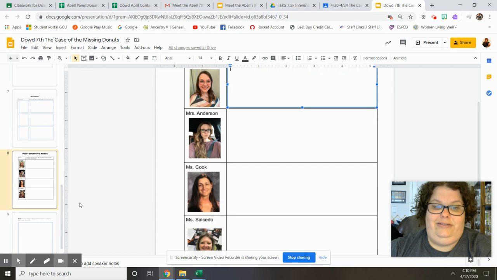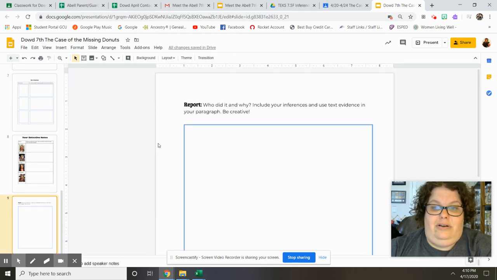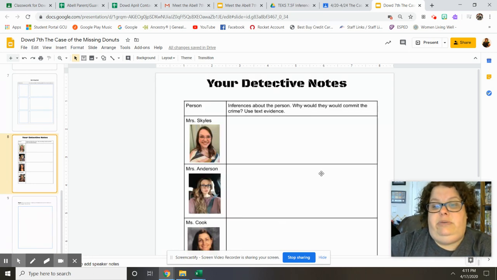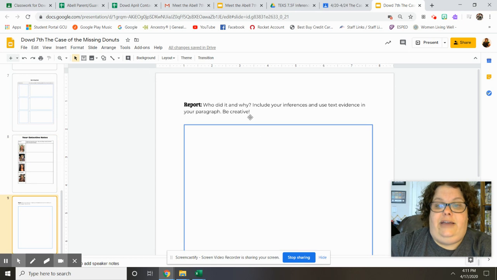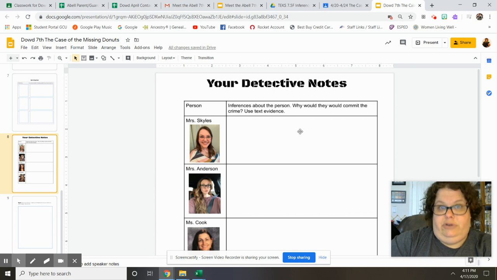giving evidence. Finally, all detectives have to write out a final report. This is not a full page long, but I need to know who did it and why. Include your references, use your text evidence. If you told me here that it was Miss Anderson, then that should match here on your report. It shouldn't be something different. Your report should match your detective notes on who you think stole the donuts, okay?